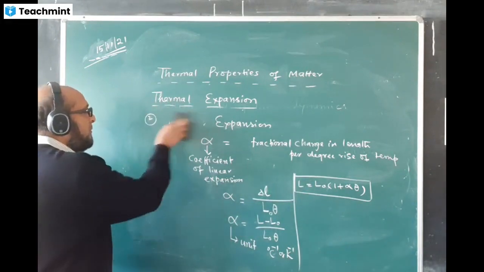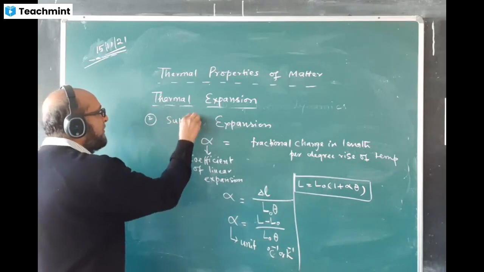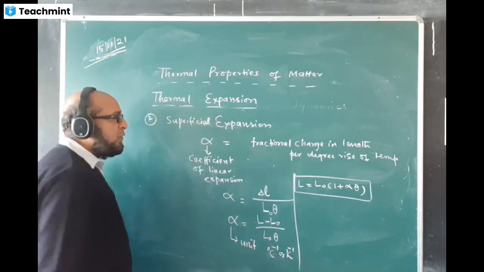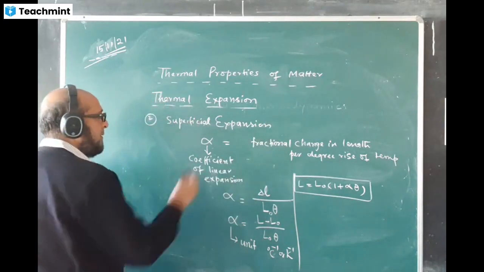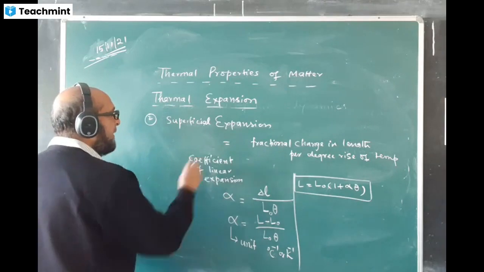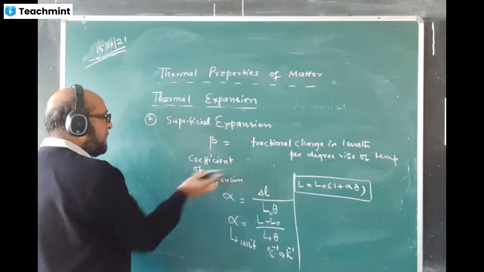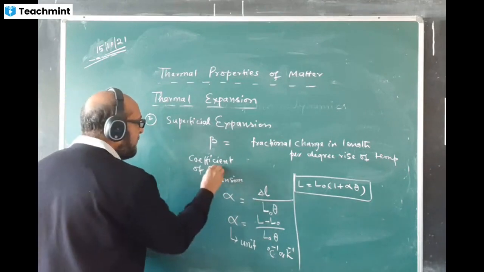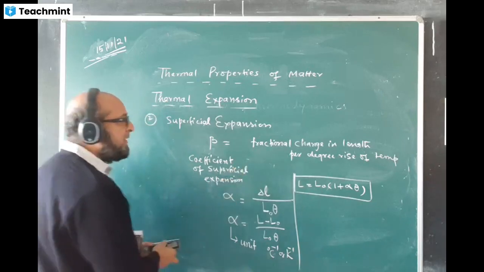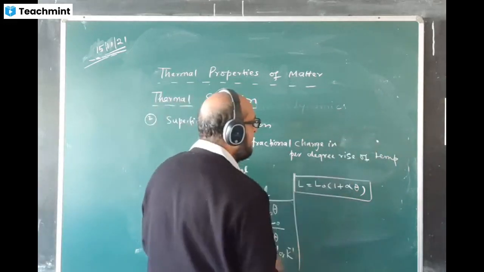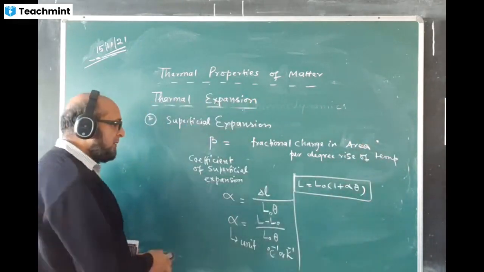Number two is called superficial expansion, and this is denoted by the symbol beta. Here we write beta, and we call it coefficient of superficial expansion. Here we write fractional change in area per degree rise of temperature.